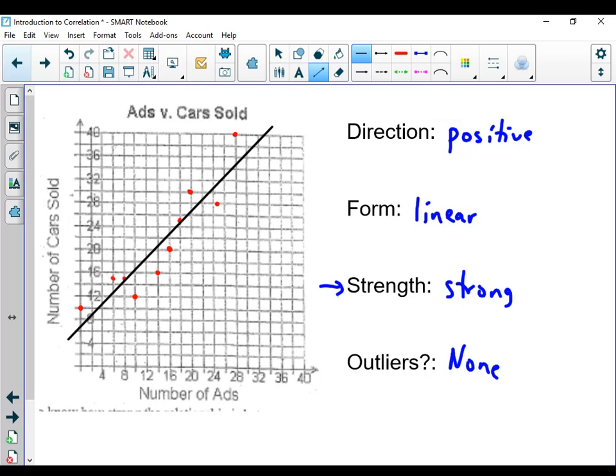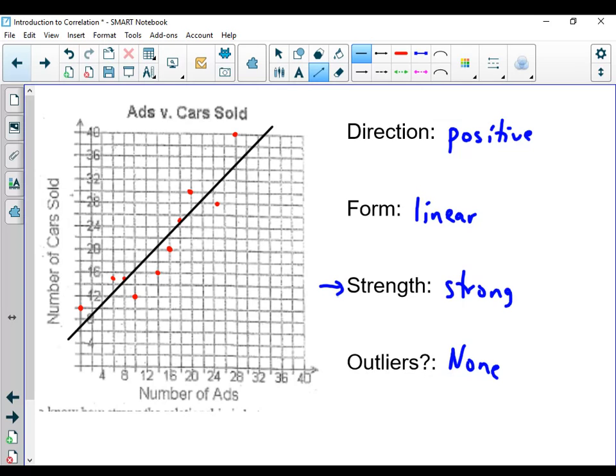What do you think would be the absolute strongest R value that I could have? 1. Yeah. The closer I get to 1, if it were exactly 1, that means every single point would fall on that line. But the closer I get to 1 or -1, the stronger our situation is going to be.